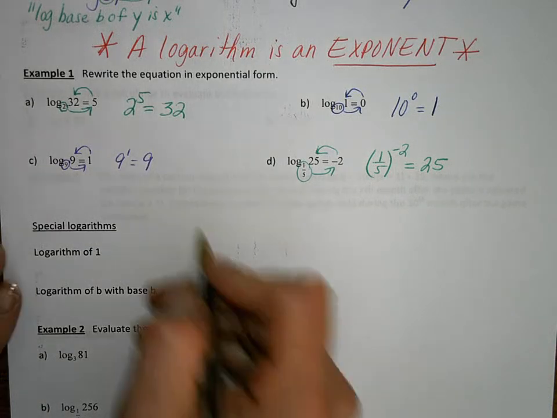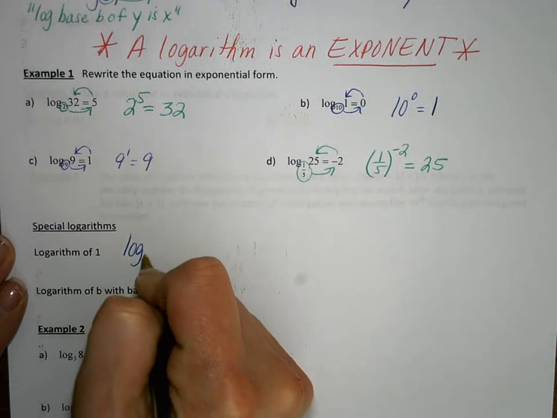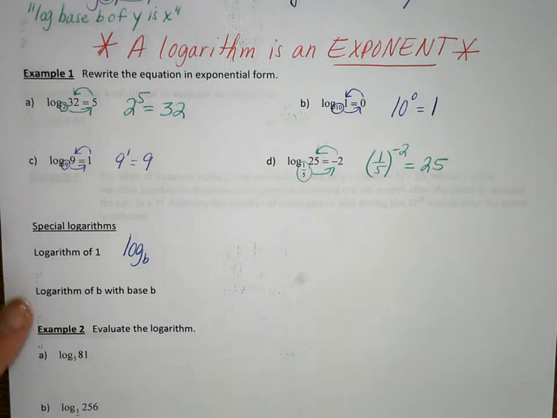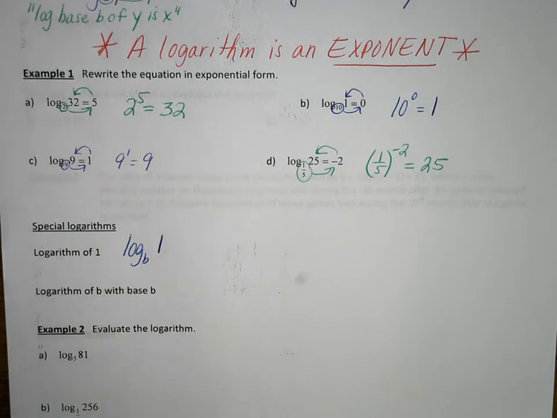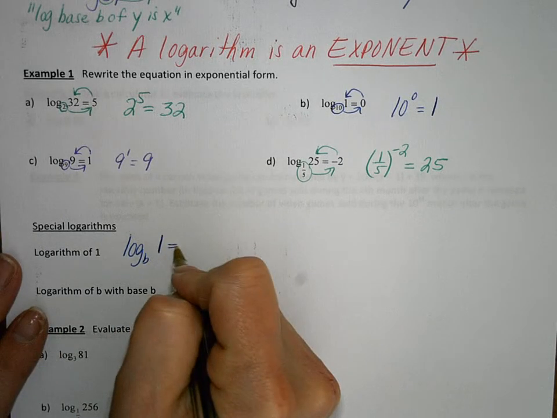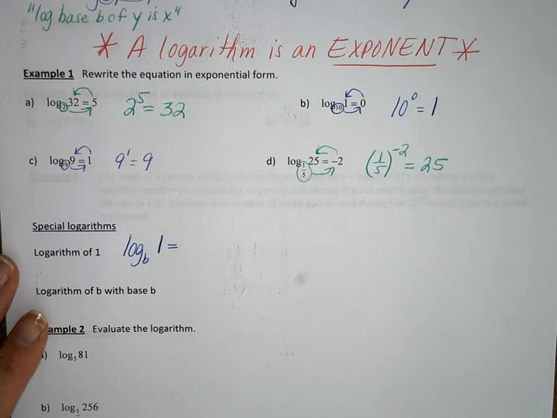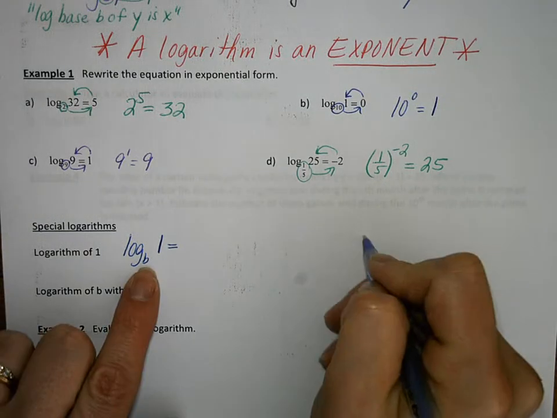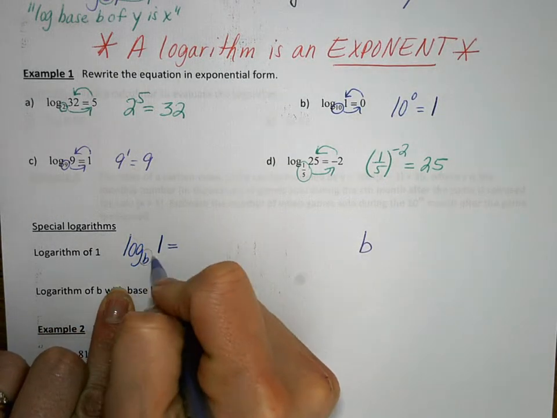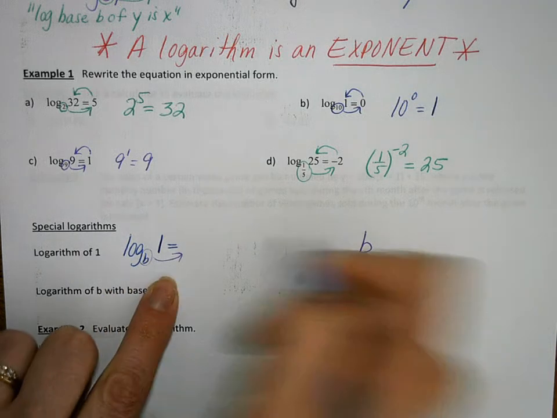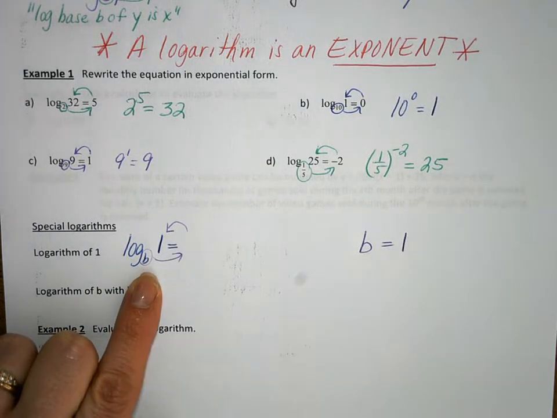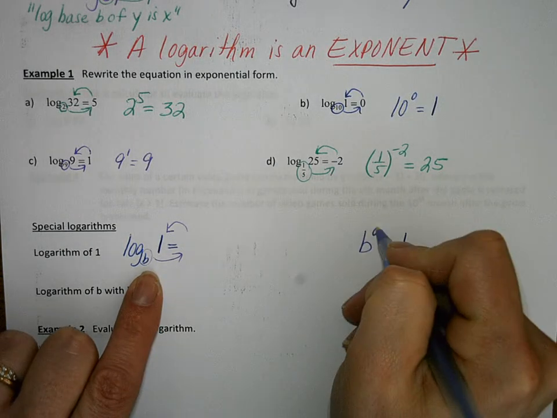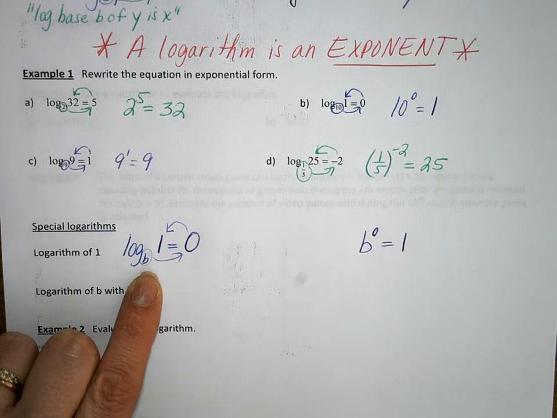Take a look here. Log of any base. I'm going to call B the base. Log base B of 1. Now, think about what that means. B to some power is going to be equal to what's inside, which is 1. B to what power is 1? 0. This has to be a 0. My exponent has to be the 0.